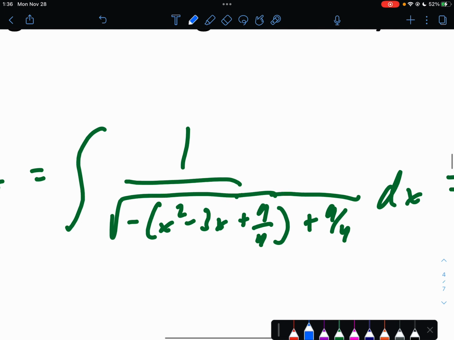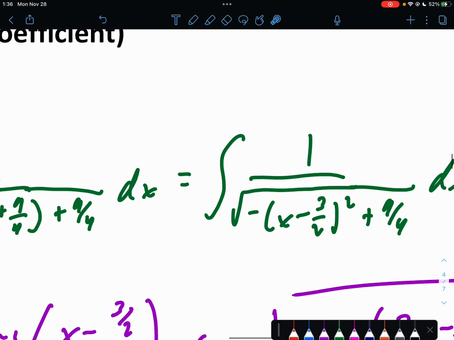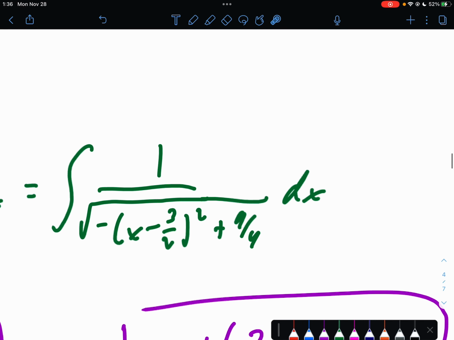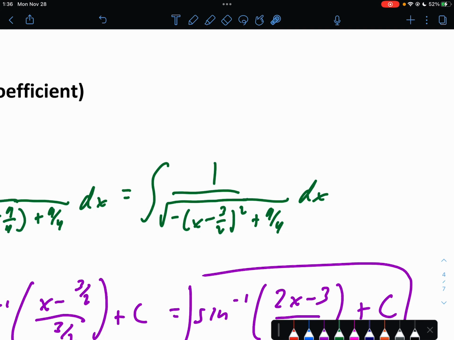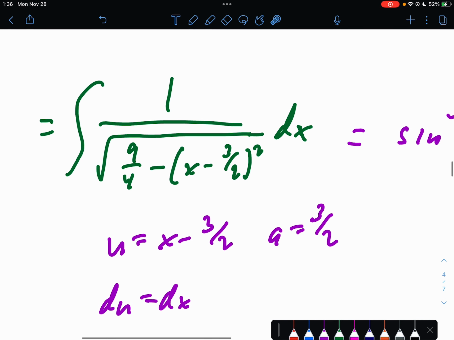Then I set up completing the square. One thing to notice here is that when you add 9/4 here, you're actually subtracting 9/4 here. So I have to add it here. And then I complete the square like so. And then when we get to that part, I just rewrote it again.